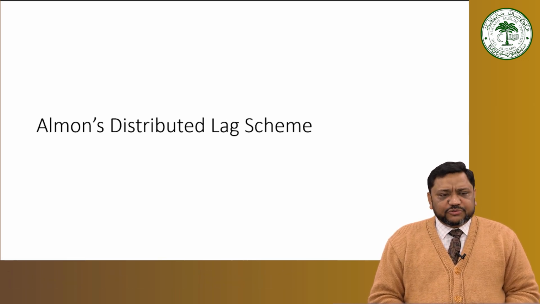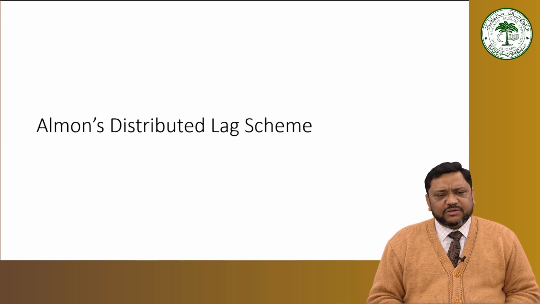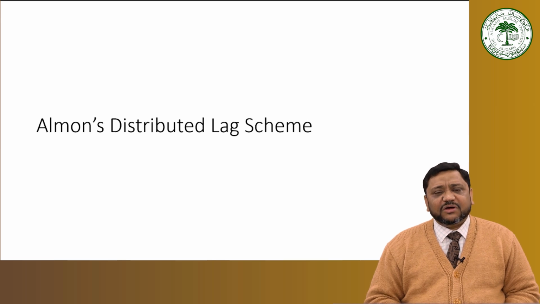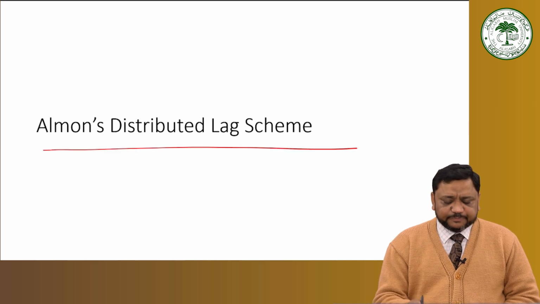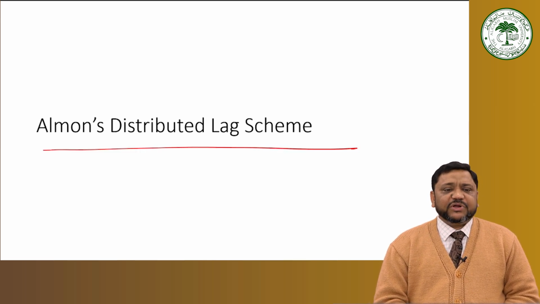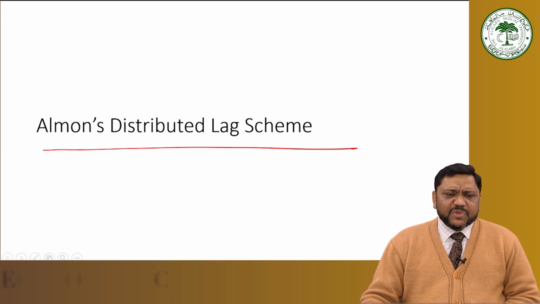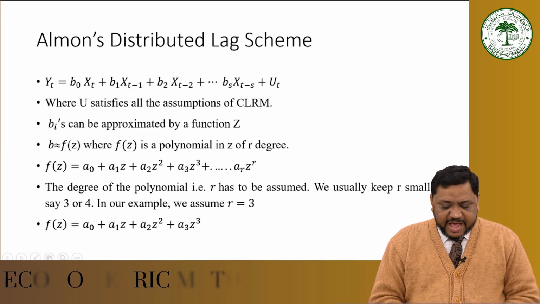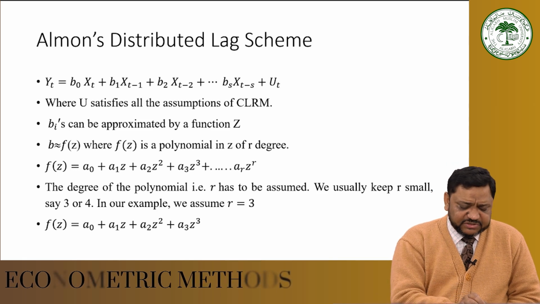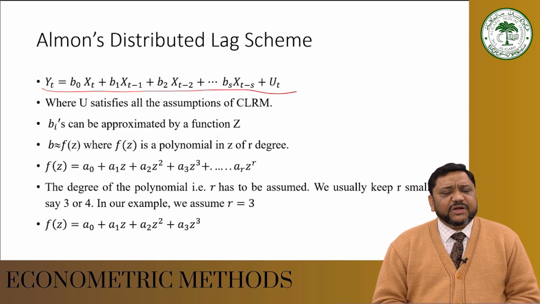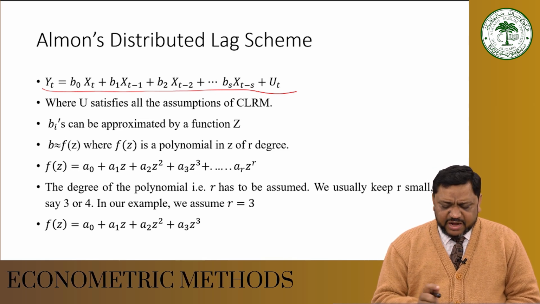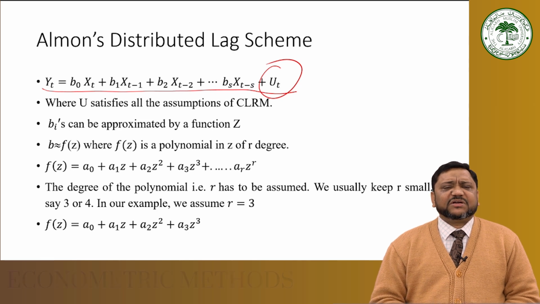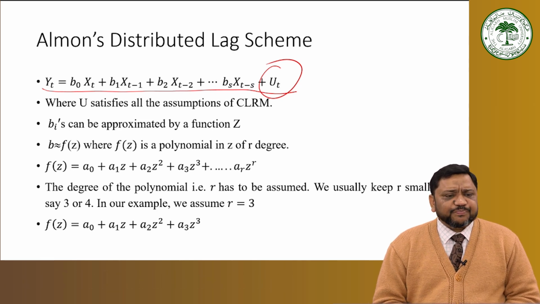Now we move on to a few of the very important schemes or formulas or methods which are commonly used to study lag variables. The first one is Almon's distributed lag scheme. In Almon's distributed lag scheme, we first assume a simple structure: beta naught xt plus beta 1 xt minus 1 plus beta 2 xt minus 2 and continuing. And ut is your error term, and we assume that it satisfies all the classical linear regression assumptions.